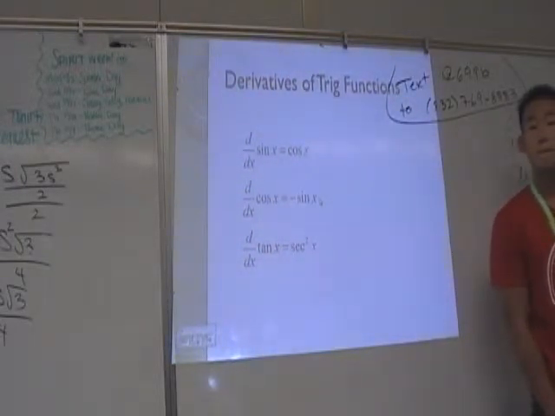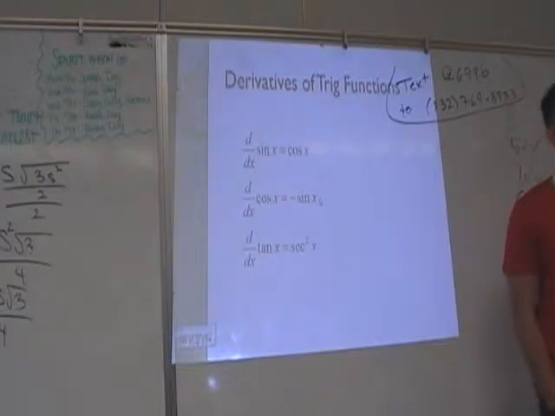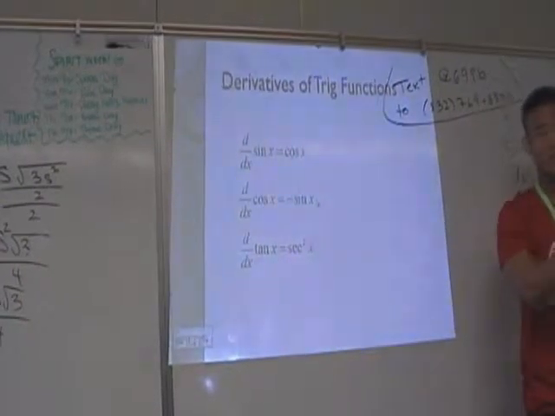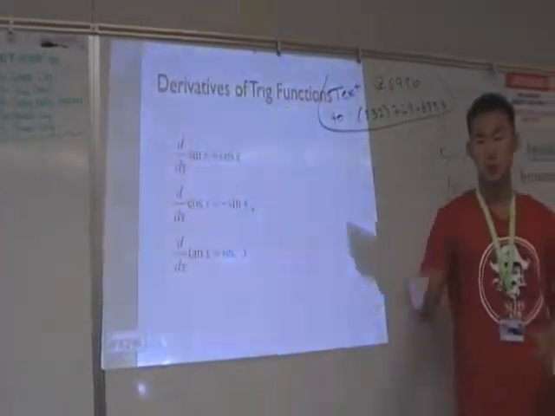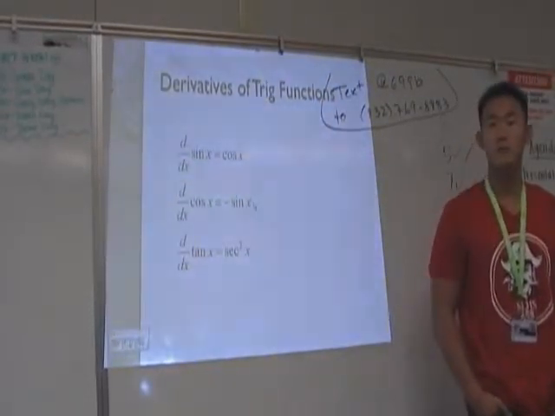Is it secant squared x or secant x squared? Secant squared x. So the squared applies to whatever that is, right? So secant of x squared is secant of x times secant of x. Oh, so it's 2 secants. I don't know, that's just the way they write it.